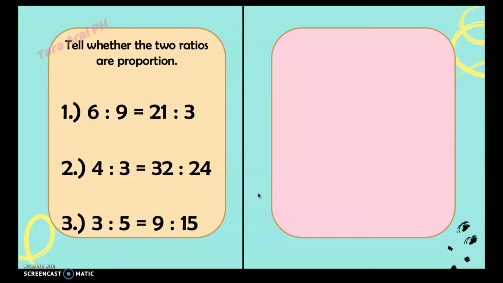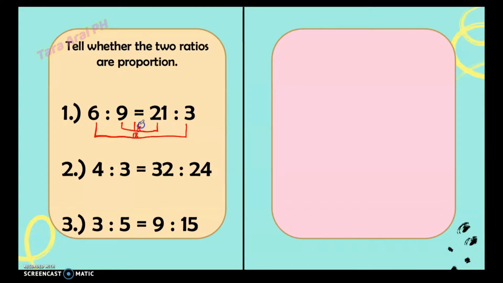We have to tell whether the two ratios are proportion. So you can say that the two ratios are proportion when the product of the means is equal to the product of the extremes. So we have 6 times 3, that is 18, and 9 times 21 is 189. Therefore, they are not proportion.